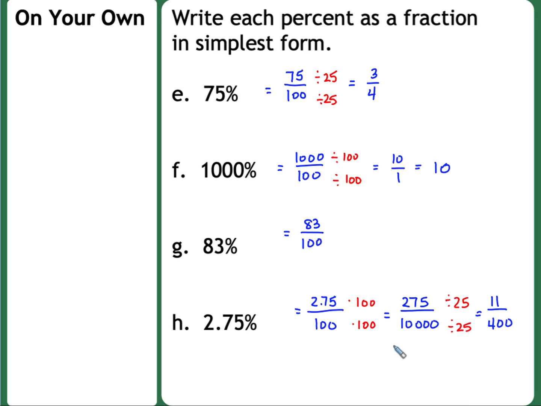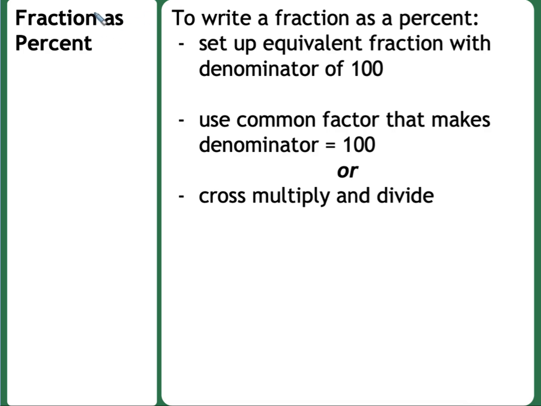Now let's go the other way. Let's start with a fraction and go to a percent. So what we're going to do is take that fraction and set up an equivalent fraction with a denominator of 100. And we can use common factors to get to 100 or cross multiply and divide. Now cross multiply and divide we're going to work on in a future lesson, so we're not going to worry about this one today.